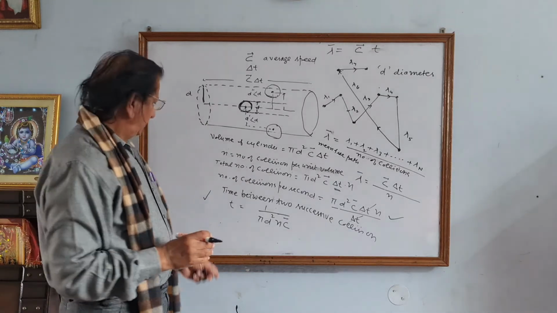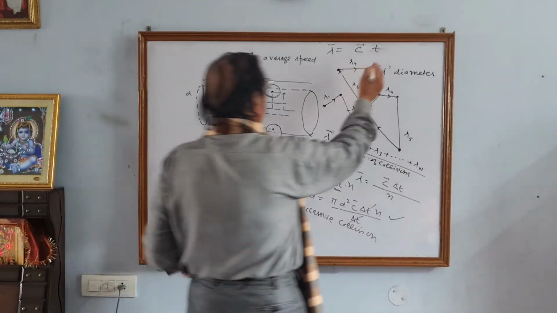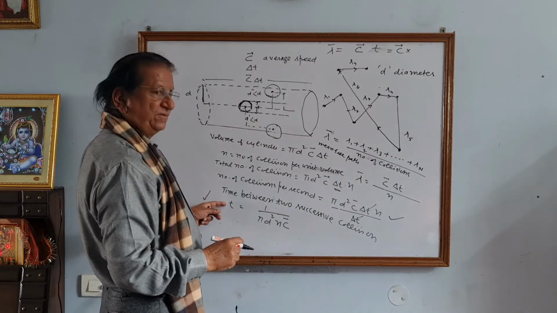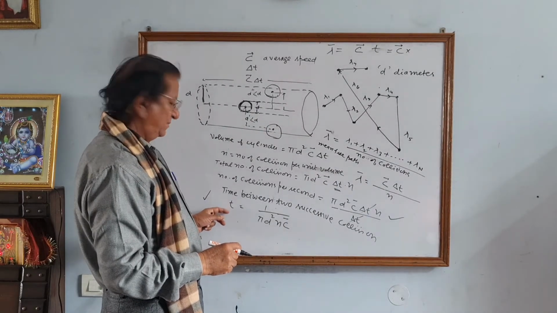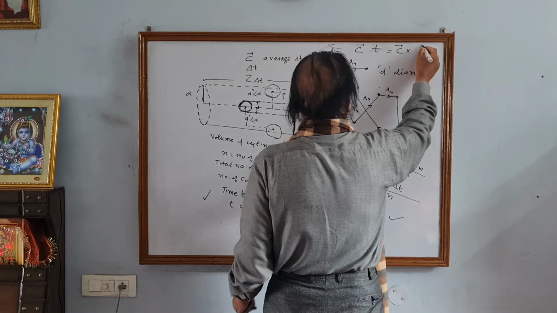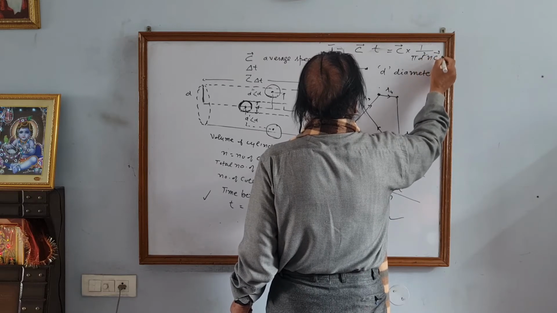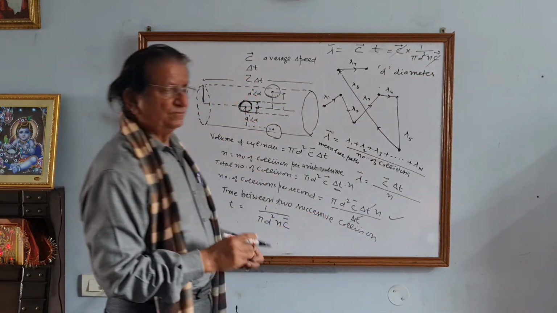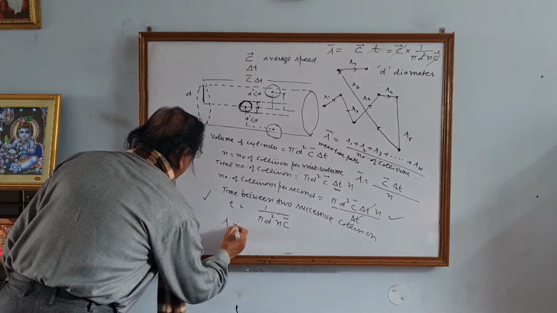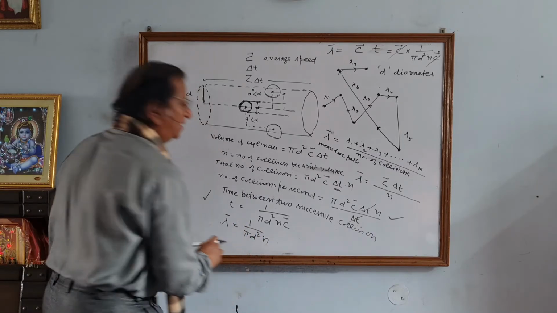Got my point? So this t you have got. Now multiply this and put it here. This will be c into t, time between two successive collisions. This will be 1 over pi d square n c. This cancels. So you will get lambda bar, the mean free path, as 1 over pi d square n.